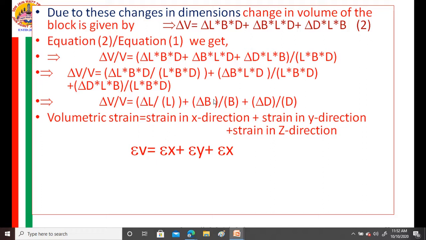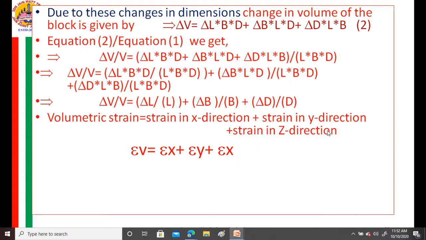Like that, del B by B, B is the dimension in y direction. Therefore, it is the strain in y direction. Plus, del D by D is the strain in z direction. Therefore, in general, I can use this particular expression: epsilon of V is equal to epsilon of x plus epsilon of y plus epsilon of z.